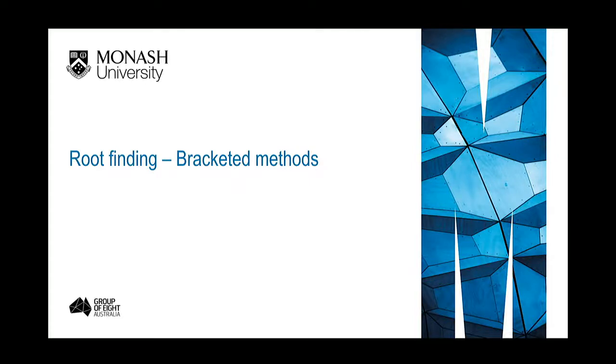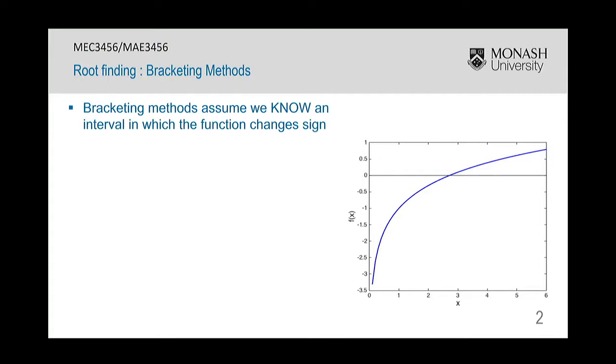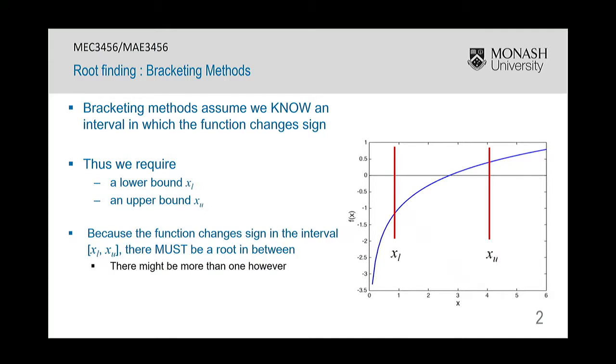So the first basic technique for root finding is known as bracketed methods. Bracketed methods assume that we know an interval over which the function changes sign. Thus we require a lower bound xl and an upper bound xu. Because the function changes sign in that interval, and that's a precursor to being able to use bracketing methods, there must be at least one root in between.